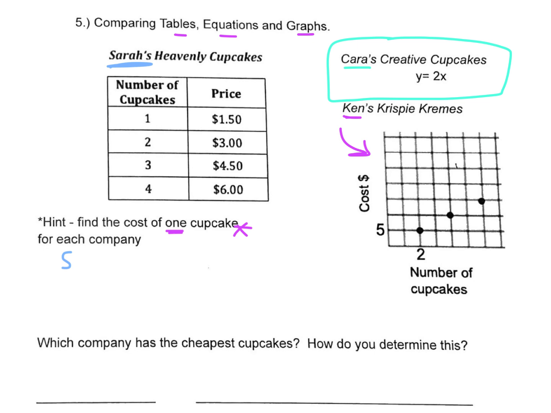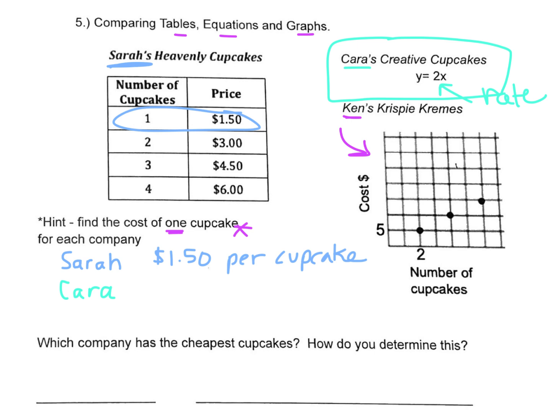All right, so let's start with Sarah. So Sarah, it tells us that it's $1.50 per cupcake. Okay, because I got that right there. When I look at Kara, we have an equation, and it tells us the 2, that's our slope, which is also known as the rate. So that means it's $2 for each cupcake. So hers is $2 per cupcake.